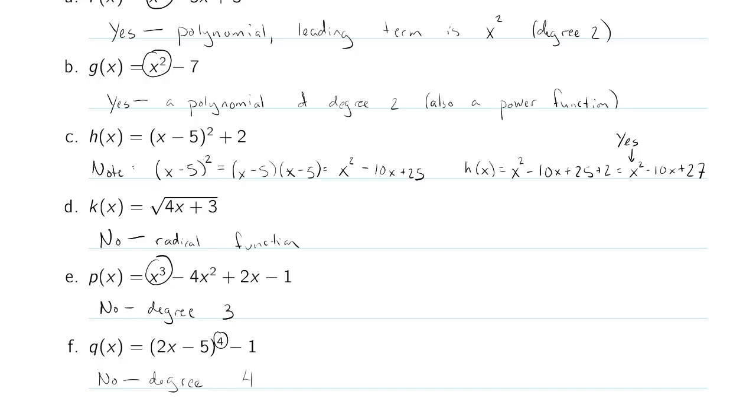So to be a quadratic, we need a polynomial of degree 2. If we multiply out a power function of degree 2, we also get a polynomial of degree 2. So those are also quadratic functions.